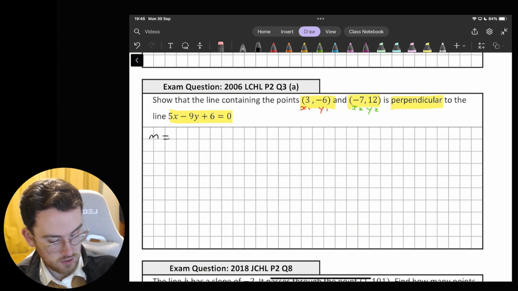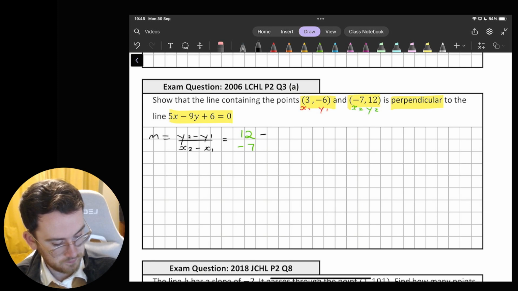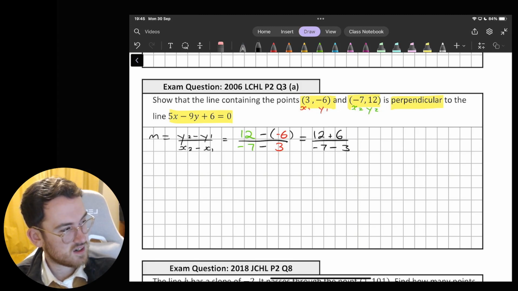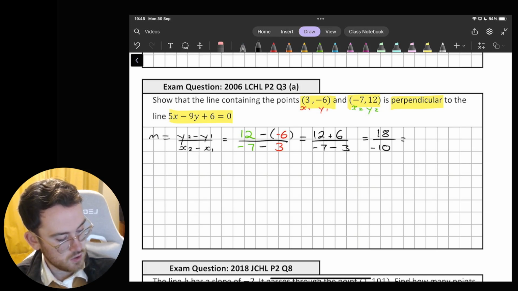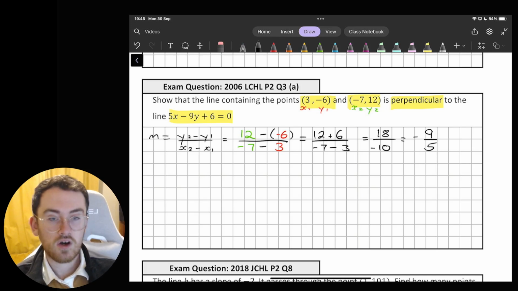So again, starting off by just writing out my formula, y2 minus y1 over x2 minus x1, filling in the various points that I have. Y2 is 12, x2 is minus 7, minus y1 is minus 6, and x1 is 3. Okay, seeing if I can simplify this down, then 12 plus 6 over minus 7 minus 3 here, and that's going to give me 18 over minus 10, which will reduce down to minus 9 over 5.